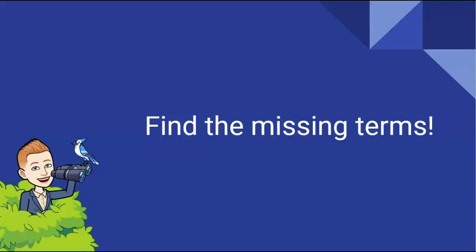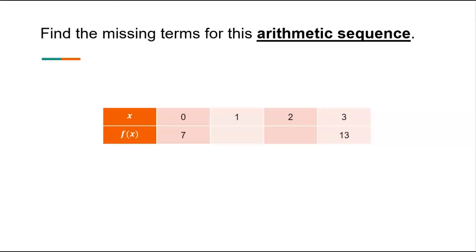So first, let's start off by finding the missing terms. This should look familiar. We started this in the last lesson, in 1.07. So we're finding the missing terms for this arithmetic sequence. Remember, we were doing the difference over the number of steps.